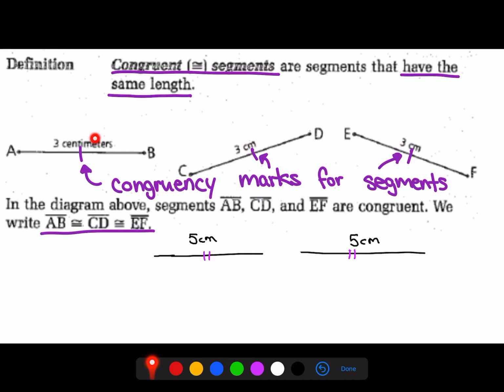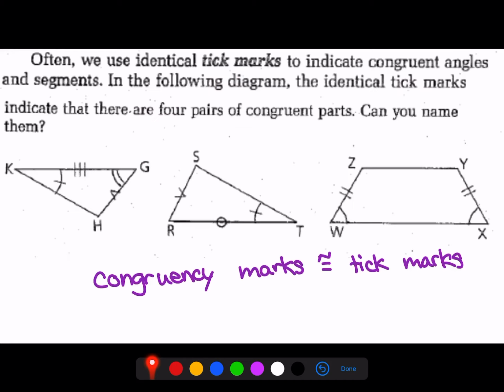Or sorry, let's go ahead and try a practice activity with congruency. So to prove congruency, we use identical tick marks, as I said earlier, or congruency marks. Those terms are interchangeable. In this diagram, what I'd like you to do is go ahead and pause the video for a second if you'd like, and name the 4 pairs of congruent parts in these 3 diagrams here. So I want to know what's all congruent.